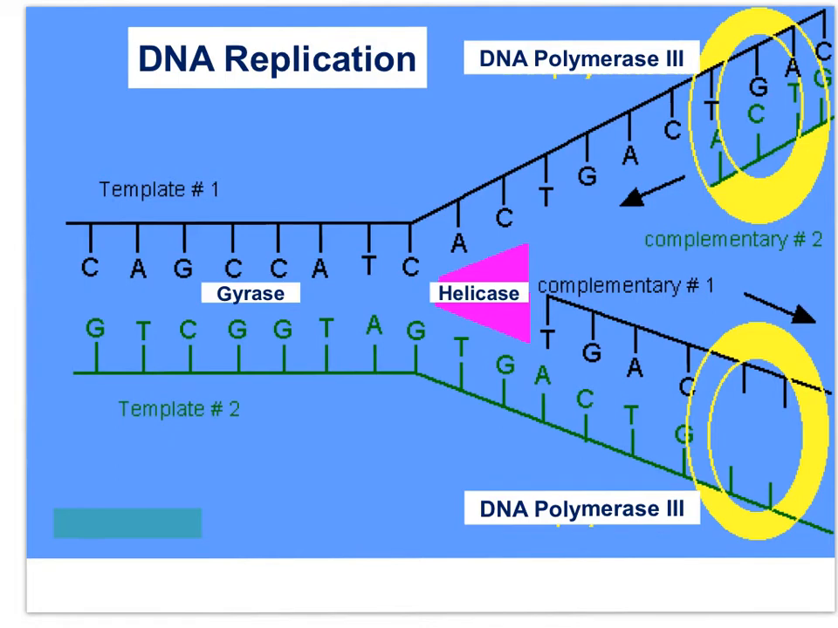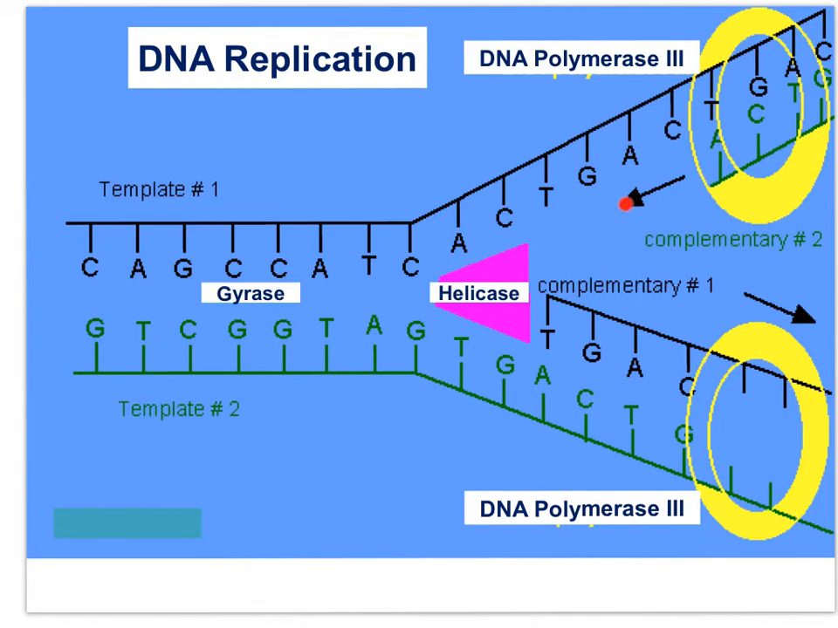In this image, we do not see the RNA primer formed by primase, but what we do see is DNA polymerase III moving along the template strand, building new DNA strands using base pairing rules, but moving in opposite directions. The synthesis occurs in opposite directions.